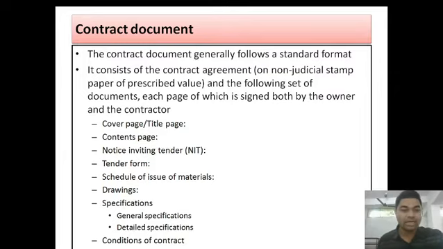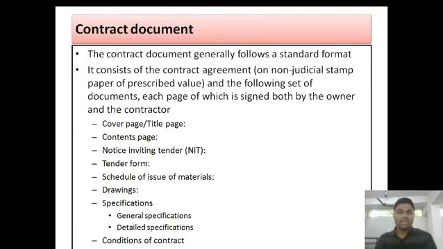Then we have to add a tender form. Then the schedule of issue of materials. Who will be issuing the materials? What the contractor has to issue, and what the owner has to issue, all that has to be looked over here. The next is drawings, then specifications. Specifications consist of both general specification and detailed specification, as well as conditions of contract. So, all of this together is known as the contract documents.